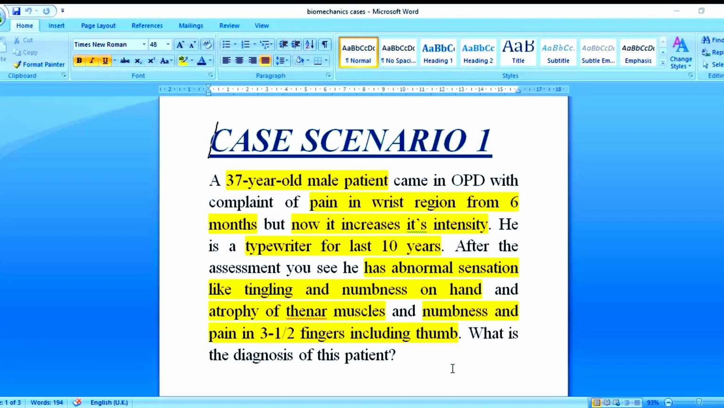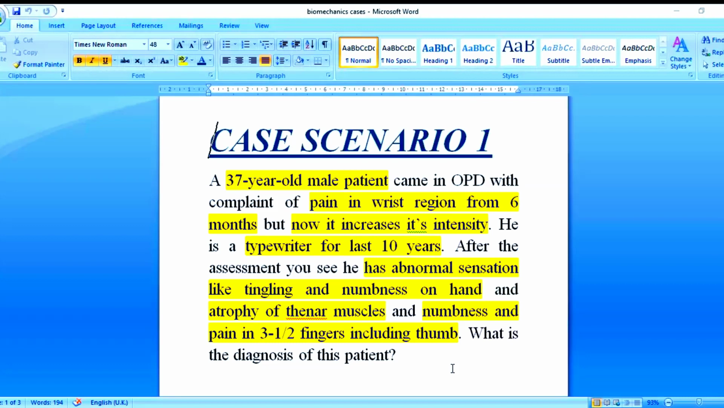If you notice from the very first, this patient is 37 years old. The second main point is pain in the wrist region for the last 6 months, but now it has increased in intensity. The third main point is that he is a typewriter. The patient has been a typewriter for the last 10 years, so it's probably from the age of 27 that he started working as a typewriter. After you see these major points, you can assume many differential diagnoses.